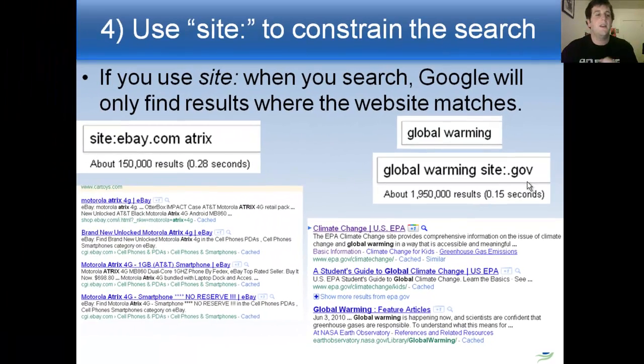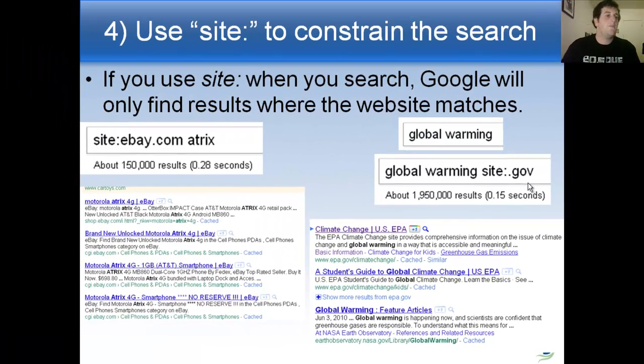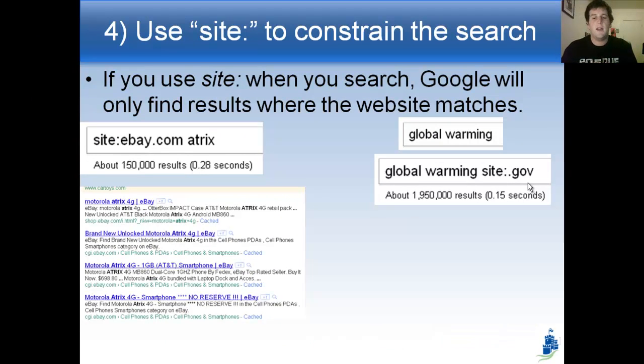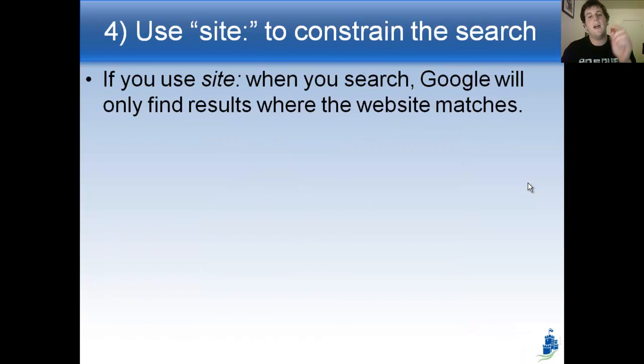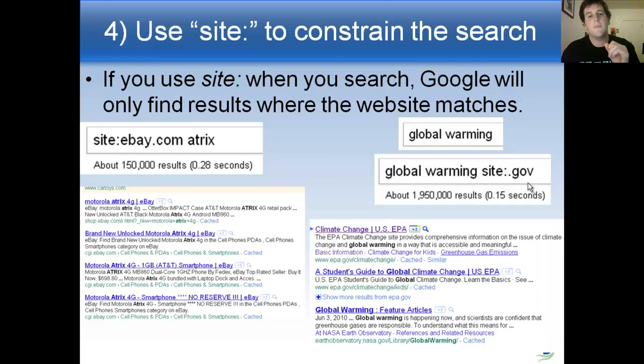So 4 tips. Number 1, don't use full sentences. Number 2, connected words surrounded by quotes. Number 3, I can't remember, go back, Mr. Caden, oh my gosh. Use the minus to get rid of things. And of course, number 4, use the site operator to constrain the search to a specific website or type of site.